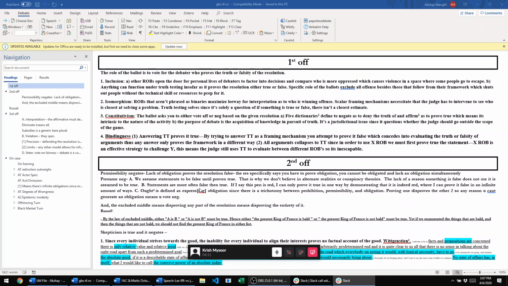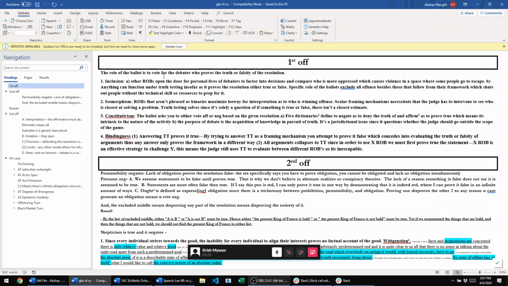All right, great. So starting on Glenbrook's round 6 NC. So first off is truth testing. In general, the utility of truth testing is pretty varied. So what is truth testing? It's that you should vote for the debater that proves the truth or falsity of the resolution.